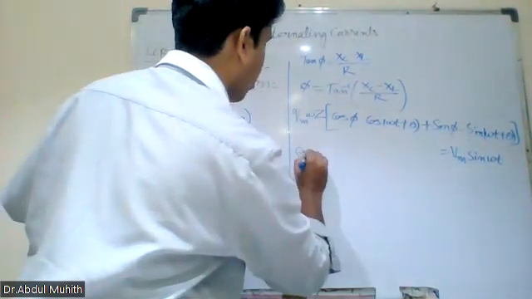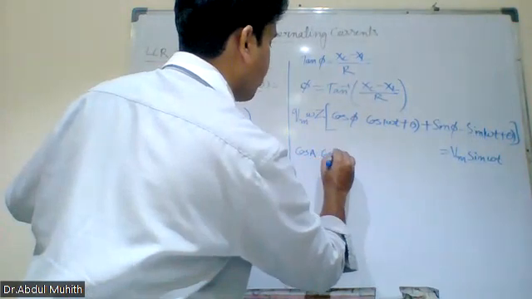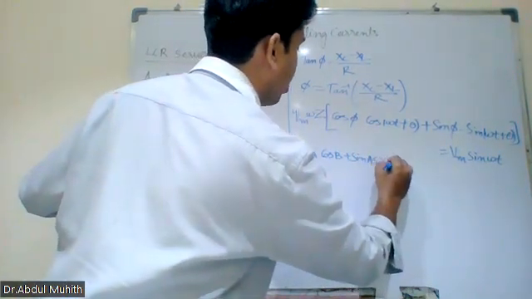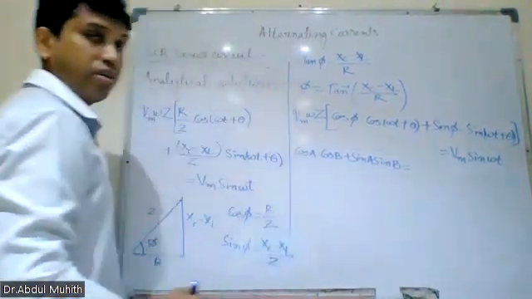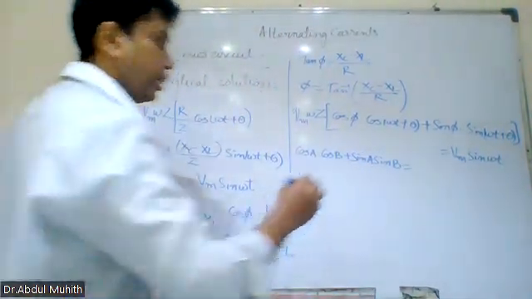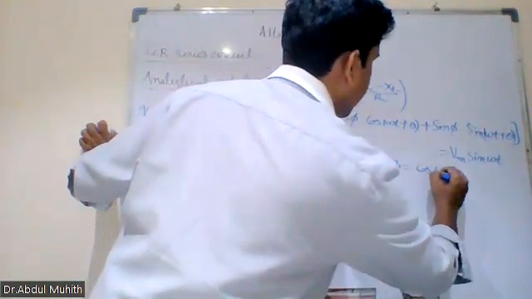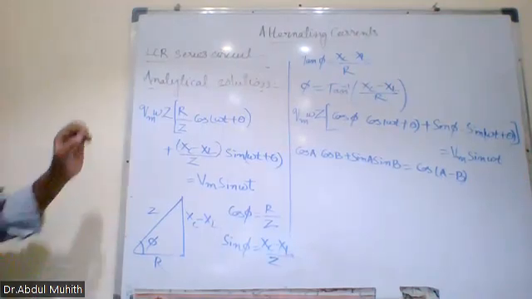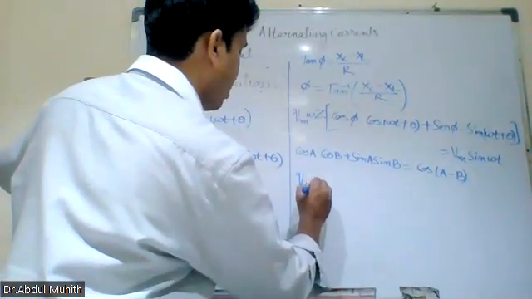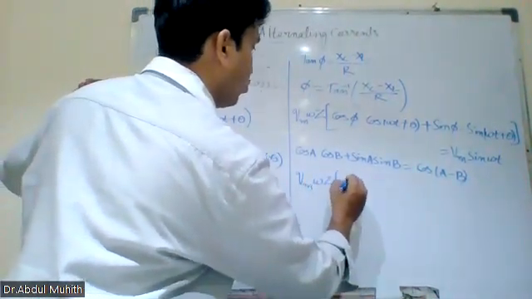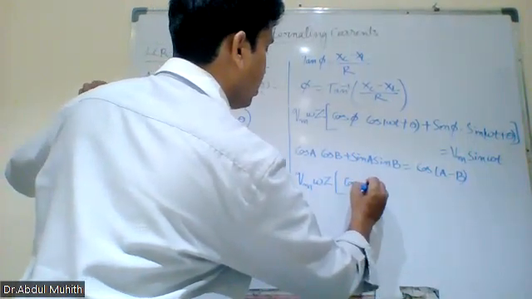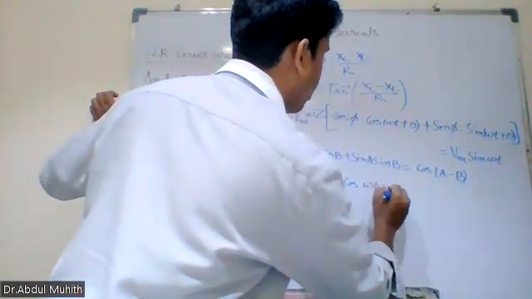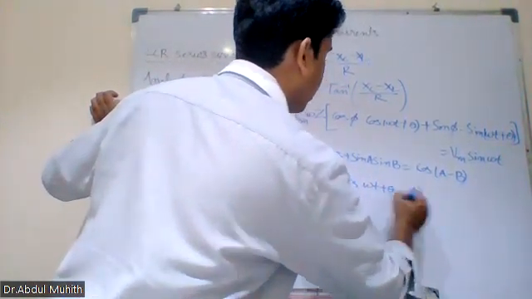So now this is in the form of cos A cos B plus sin A sin B. The formula from trigonometry, the compound angle formula: cos A cos B plus sin A sin B is cos(A minus B). So what do we write now? Qm omega z into cos(A minus B), that is cos(omega t plus theta minus phi). Is it clear now?